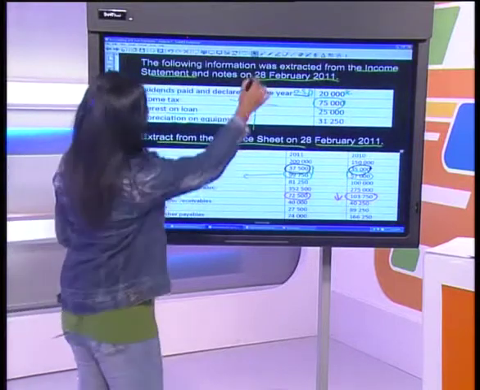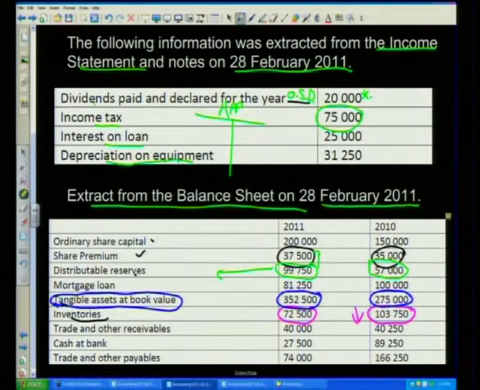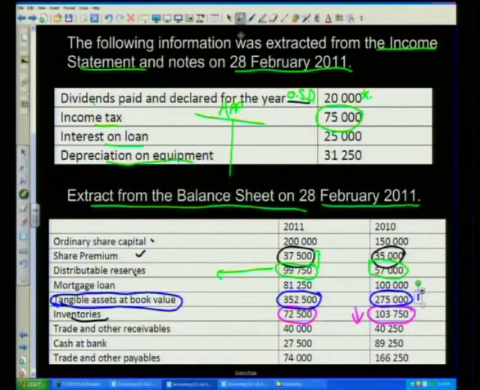Extract from the balance sheet. Okay, so we've got tangible assets at book value. Let's just make sure I'm circling the correct figures. 2011, that was my tangible assets. And then 2010, my tangible assets. Remember, guys, 2010, I'm just going to write down, this is my opening balance. OB, people, opening balance. And then 2011, this would be my closing balance.